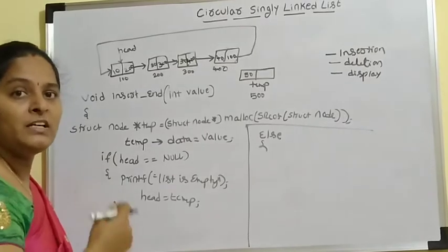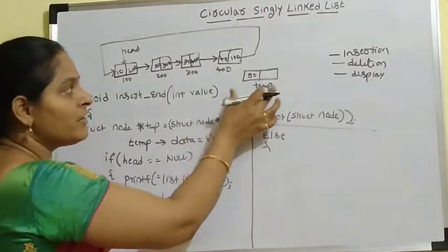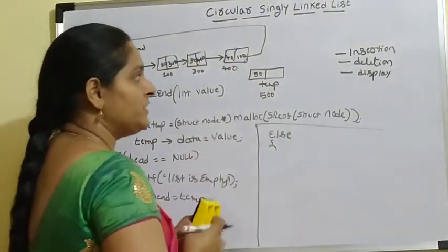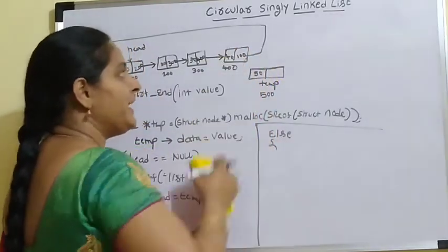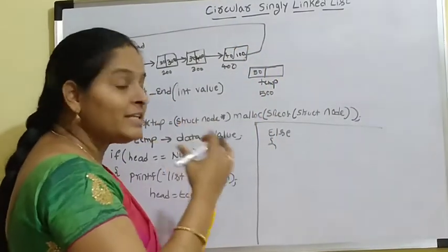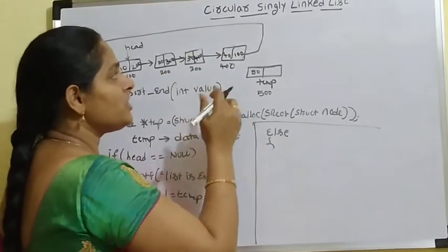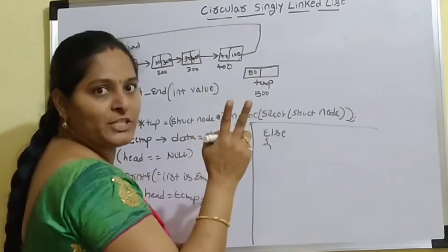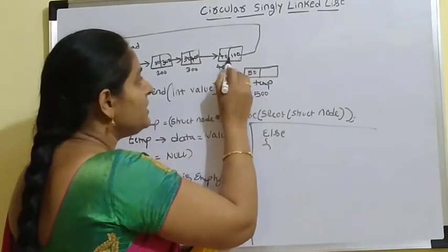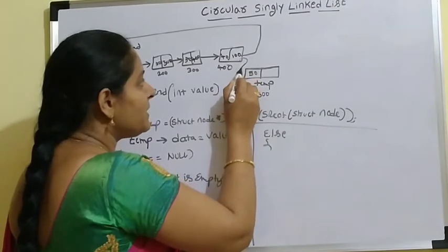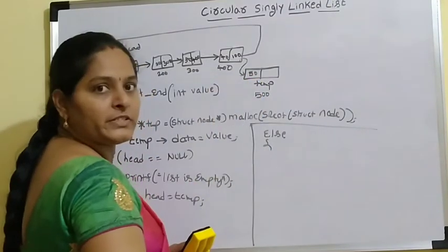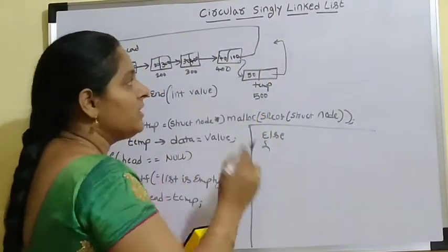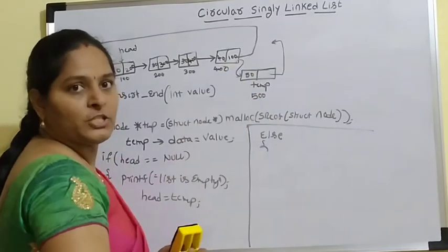If the list is not empty, we need to insert our node at the end of the existing nodes. Let us see it diagrammatically first. Suppose you want to insert this node at the end of the list, then what changes do we need to make in this diagram? We need to establish two connections. One connection is that in the last node's next part we need to save our new node address, and in the new node's next part we need to save the first node address.